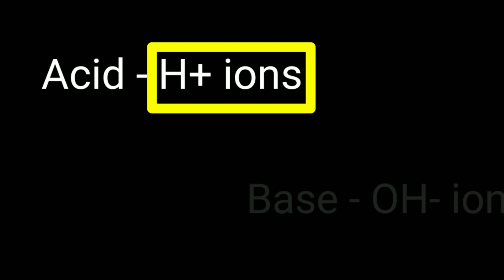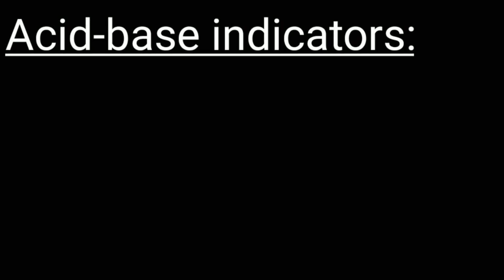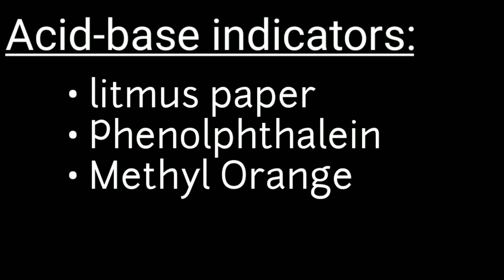Always, acids produce H plus ions in water and the base will produce OH minus ions in water. Can you remember how do we find if it is acid or base? Using the indicators. These indicators will show the color change in acid and base. They are litmus paper, phenolphthalein and methyl orange.